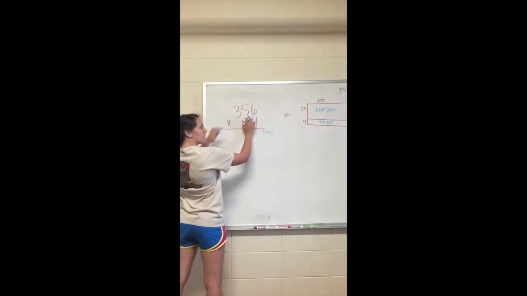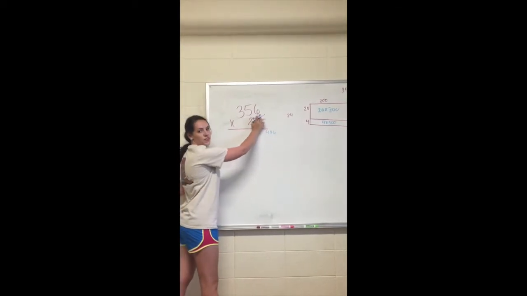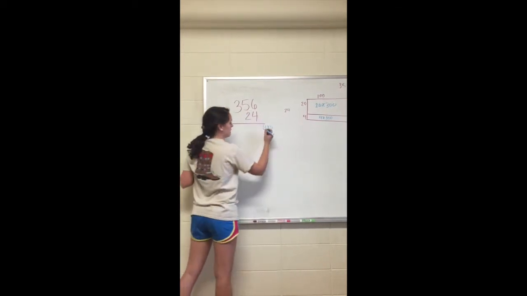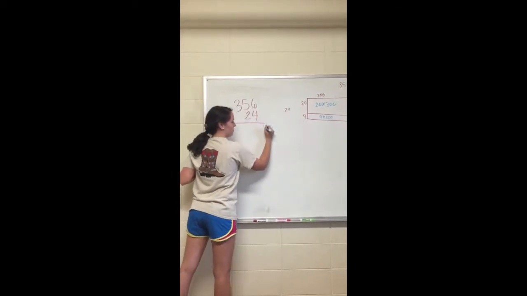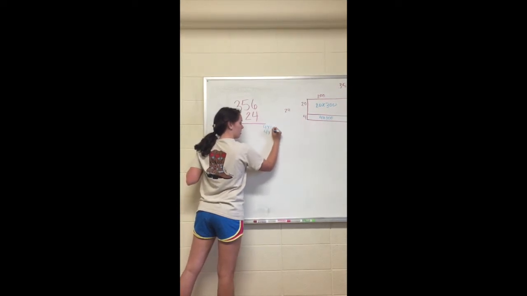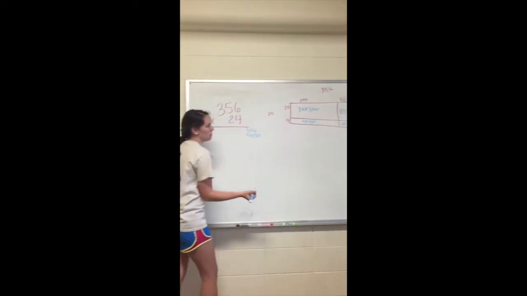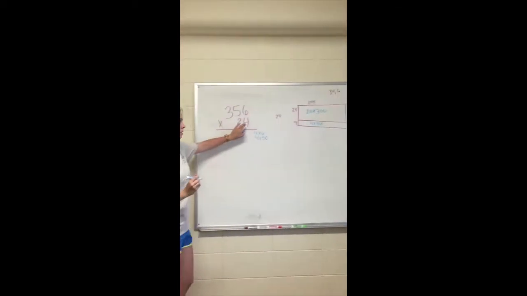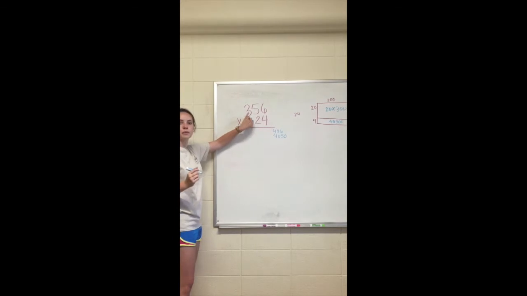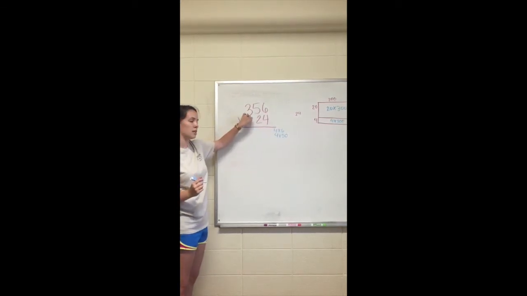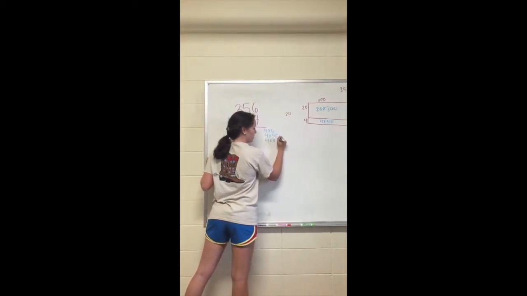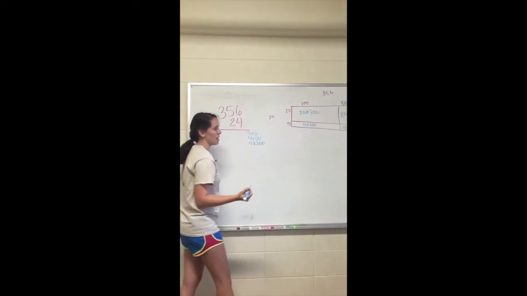The reason that we're going to write 4 times 50 is because in 356, the 5 is in the 10 spot, so the 5 technically represents 50 since it's in the tens. So that's 4 times 50. And we come over to our array, and we have 4 times 50 right here. The next thing we're going to do is 4 times 300, and the reason we're going to do 300 is because 3 is in the 100 spot in the number 356. So we're going to write 4 times 300. And come over to our array, and we have that right here.